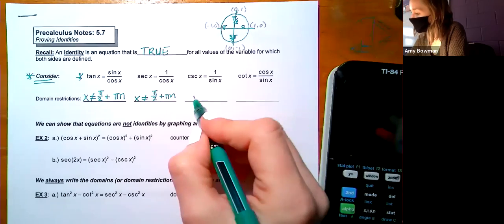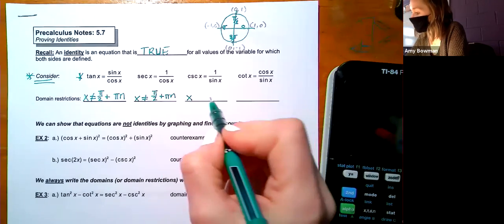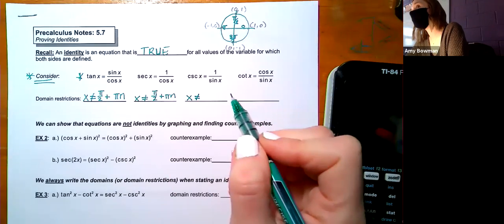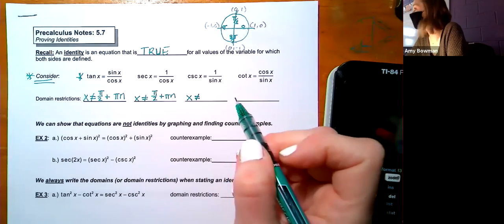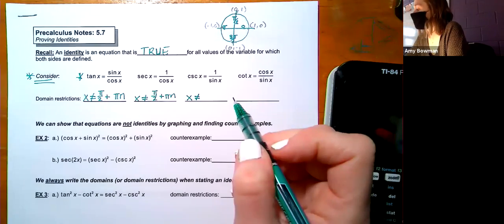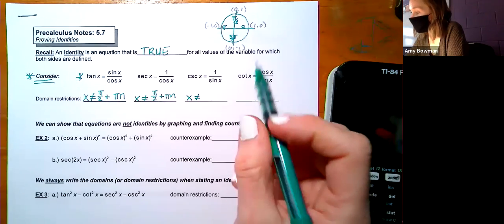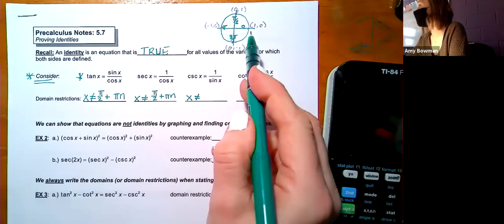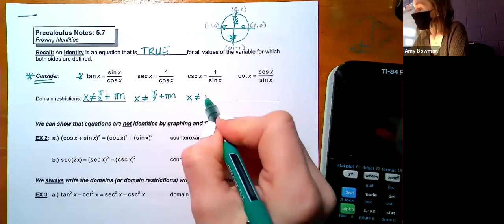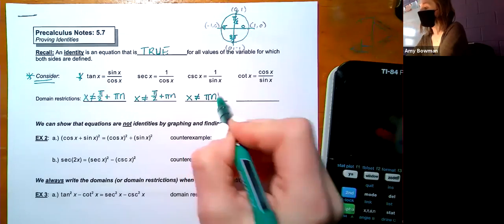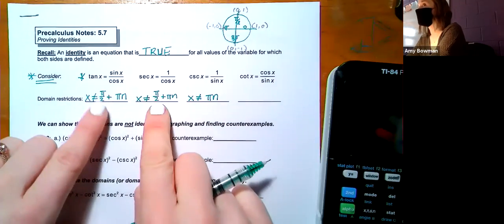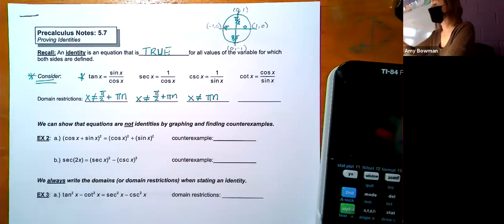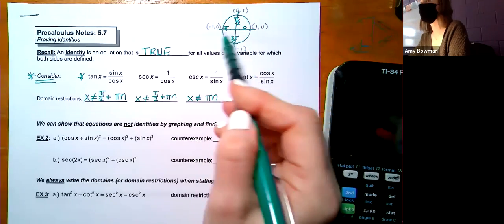When is that not defined? Where are the problems for that? Zero, 1 pi, 2 pi, 3 pi, basically any multiple of pi. So that's just going to be pi n. So with cosine in the denominator, we had to avoid pi halves plus any multiple of pi. This one is just any multiple of pi.